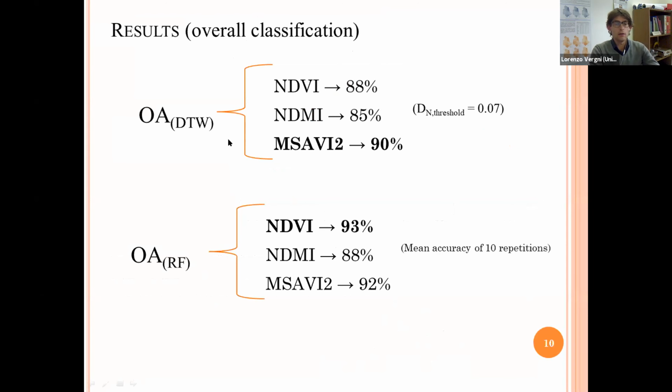The results: here are the summary results related to the overall classification. When all the information related to the dynamics of the vegetation index is available at the end of the season, dynamic time warping and random forest are similar in terms of overall accuracy. There is a slightly better performance of random forest. Among the indexes, NDVI and the modified SAVI2, which are both based on the near infrared and the red reflectance, are slightly better than NDMI.